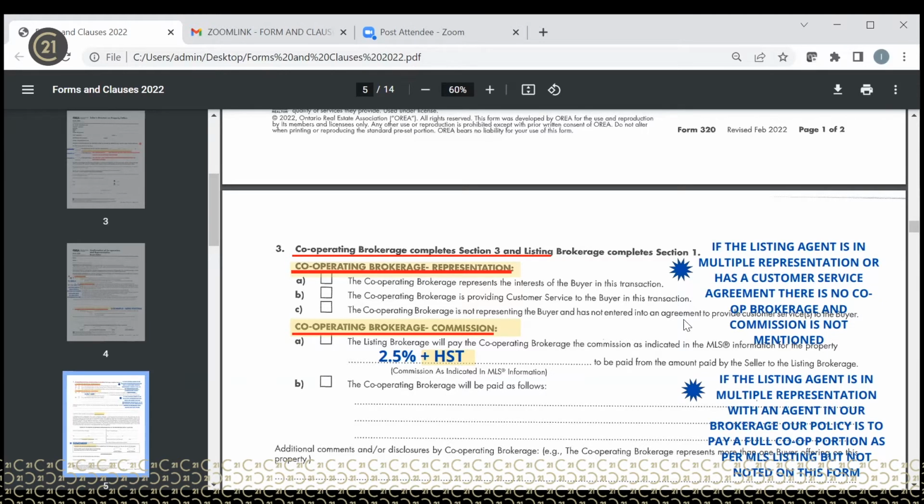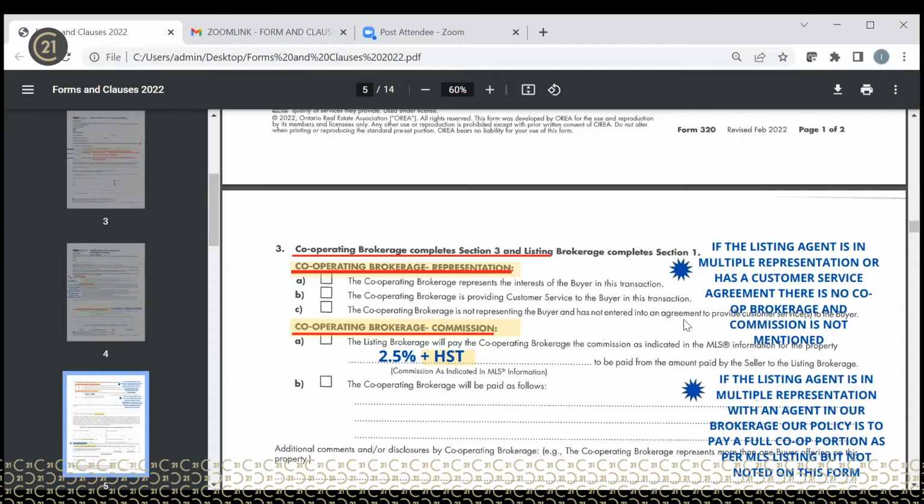So if the listing agent is in multiple representation or has a customer service agreement, there is no cooperating brokerage. You must at that point make it clear that there is no cooperating brokerage and therefore commission is not mentioned on this form.